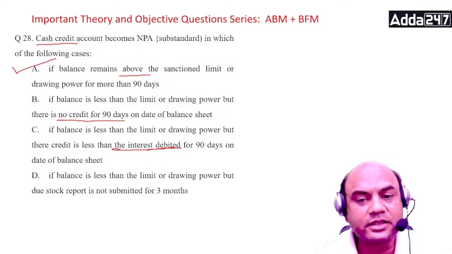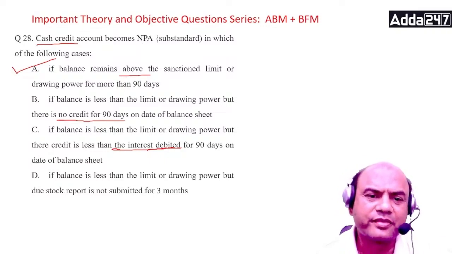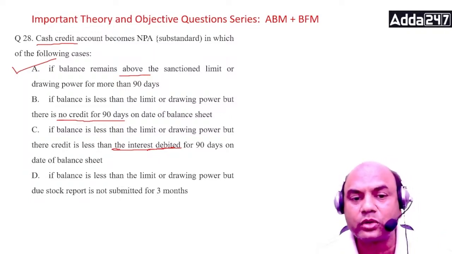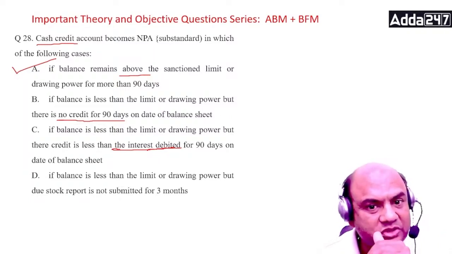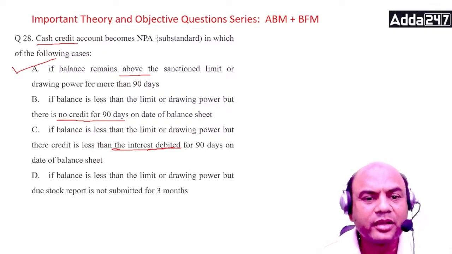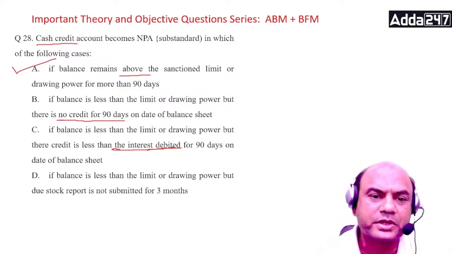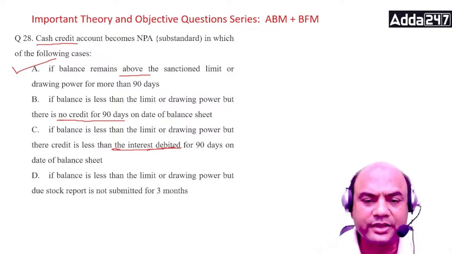Now, why is the answer A? Many of you might be thinking, sir, even B is correct: no credit for 90 days. Interest within the limit, but no credit. Within the limit, but the stock statement, isn't it? Many of you might be thinking B, C, D are also correct. But see, the correct option over here is A. Why?